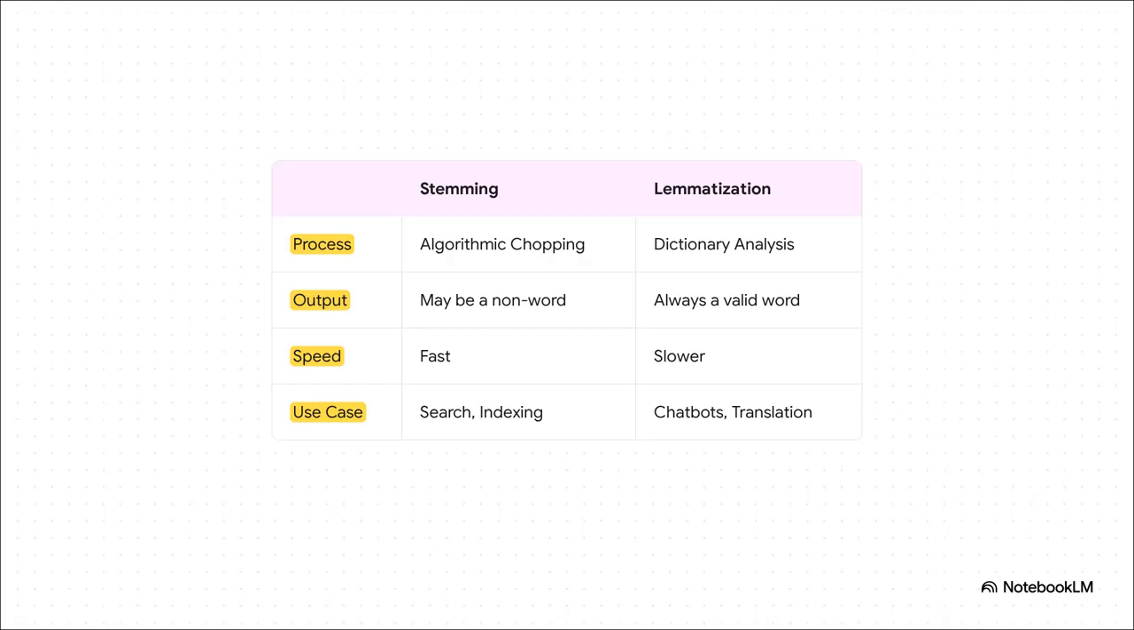So, this brings us to another one of those key architectural decisions for an NLP engineer. Stemming is fast and simple, which makes it great for things like search engine indexing, where speed is everything. Lemmatization, on the other hand, is slower because it has to do dictionary lookups, but it's much more accurate. That makes it better for applications like chatbots or machine translation, where getting the language right really matters. It's that classic speed versus accuracy trade-off.